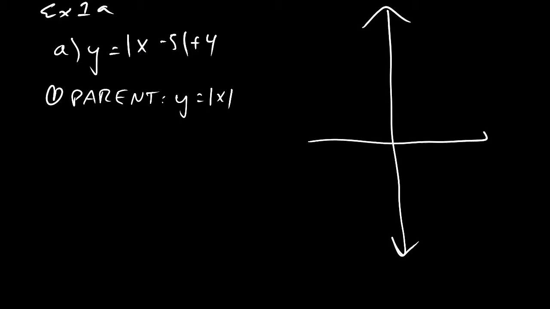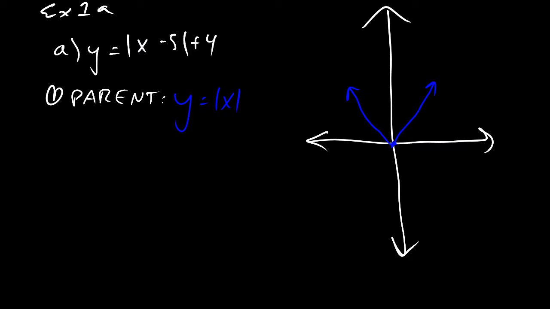So what does a parent graph look like? I'm actually going to write this in a different color. So y is equal to absolute value of x, that's our parent graph. We know the absolute value of x because we already have it memorized, right? It's for the quiz, memorizing it. Absolute value of x looks like that.